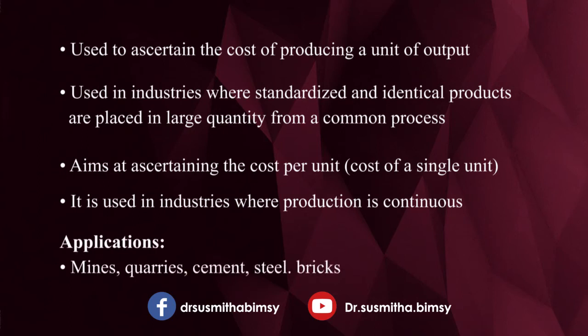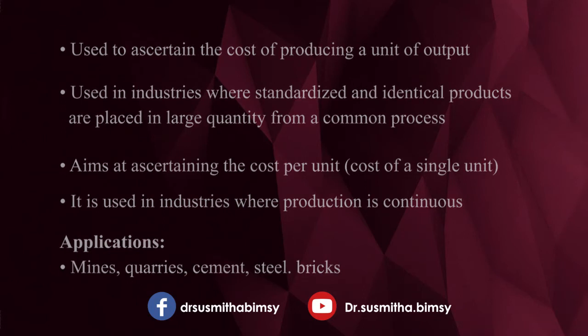Its application is in mines, quarries, cement, steel, bricks, etc. As a conclusion, in unit costing, costs are analyzed under the various elements of cost. The total cost of each element is divided by the total number of quantity produced. The element-wise classification is material, labor and overhead. This element-wise classification of cost actually comes under the preparation of cost sheet. We will discuss it in another video.